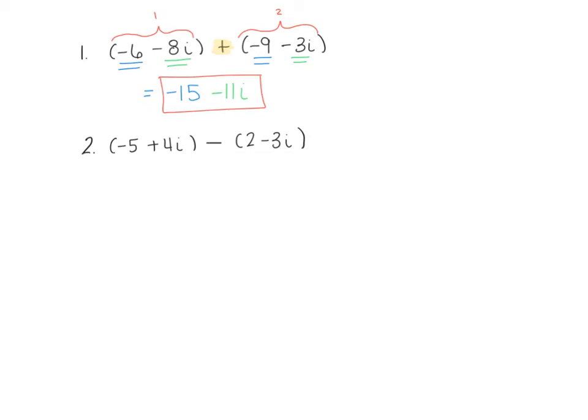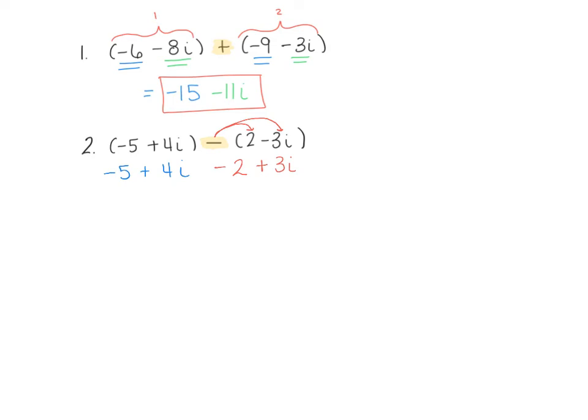So the next problem is similar. The only difference is now we have subtraction. The thing you have to watch with subtraction is you have to make sure to distribute that subtraction to everything inside the parentheses. So we're subtracting 2 and we're subtracting a -3i, which means we're really adding a 3i. The first part, the -5 plus 4i, stays the same. And now we're just going to combine like terms.